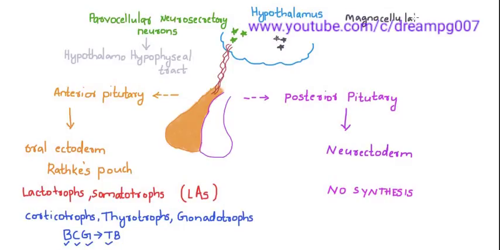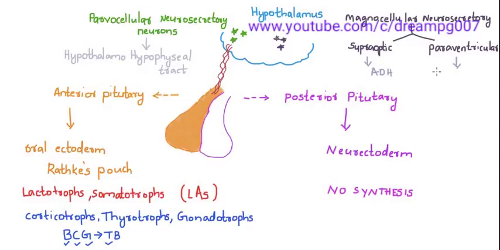There are some other neurosecretory cells called magnocellular neurosecretory neurons, which include supraoptic nuclei as well as paraventricular nuclei. Both of these nuclei synthesize ADH and oxytocin. Major part of the ADH is synthesized from supraoptic nuclei, whereas major part of the oxytocin is synthesized from paraventricular nuclei. After the synthesis, it is transported to the posterior pituitary gland, where it is stored and released.